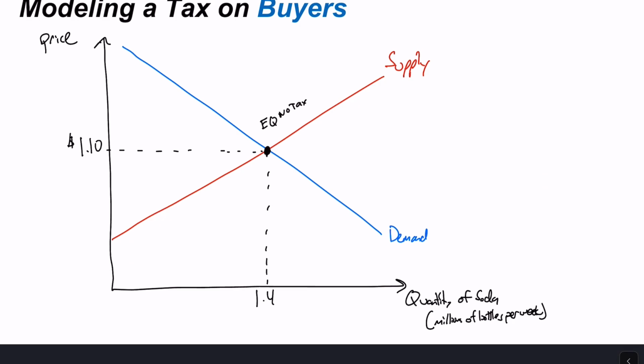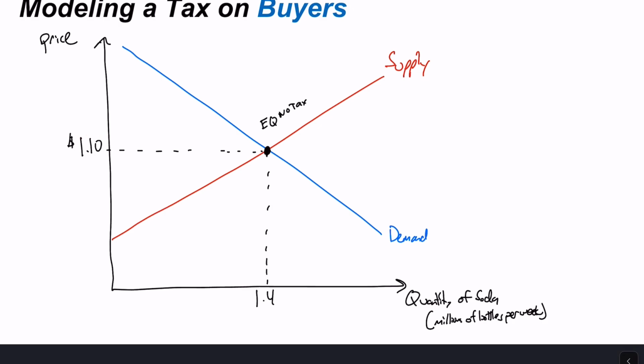All right, so modeling our tax on the buyers, we have a demand and supply for soda in Philadelphia. This is pre-tax, nothing going on here yet with the tax. We have equilibrium with no tax, which is just straight supply and demand. The equilibrium quantity would be 1.4 million bottles per week at an equilibrium price of $1.10.